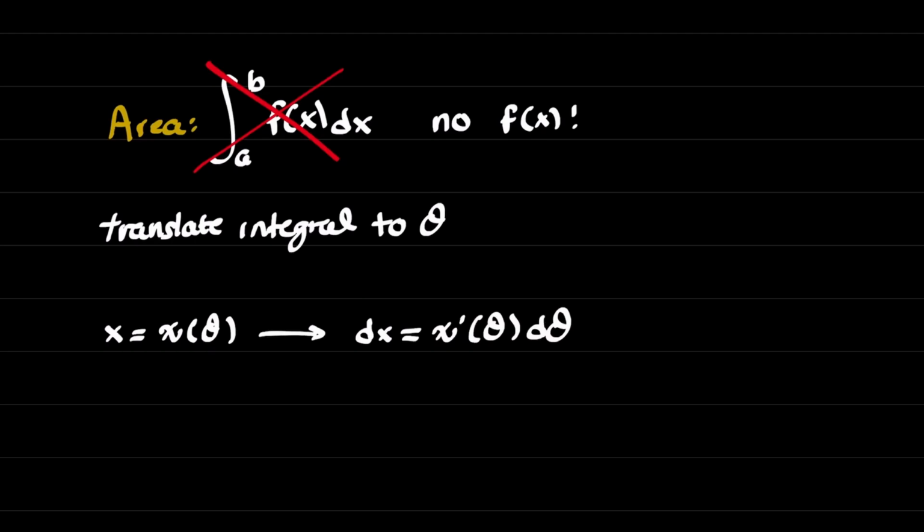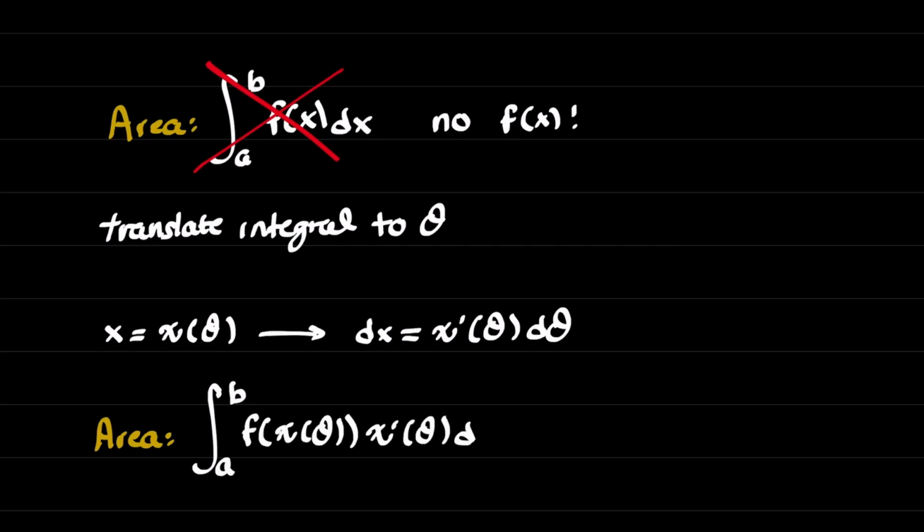Let's plug this back into our integral now. So the area we can rewrite as the integral from a to b, and now it's of f of x of theta. Remember, x is simply a function of theta, and then dx from above is x prime of theta times d theta. And there you go. Now our integral is speaking the language of theta.